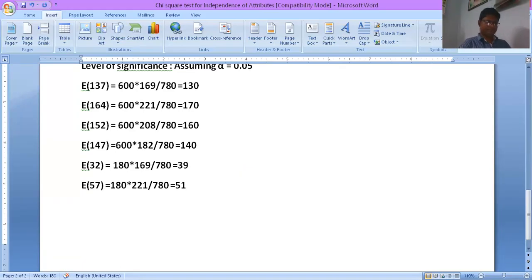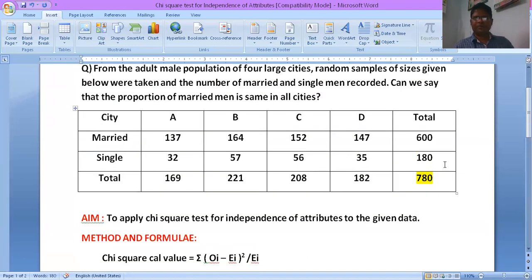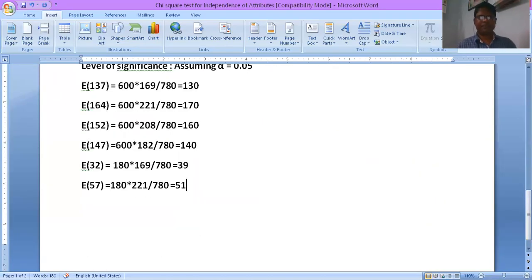Let us check. 180 into 221 divided by 780. Is it right? 57. 180 into 221 divided by 780. So the value is 51. Right. Next value. E of 56.